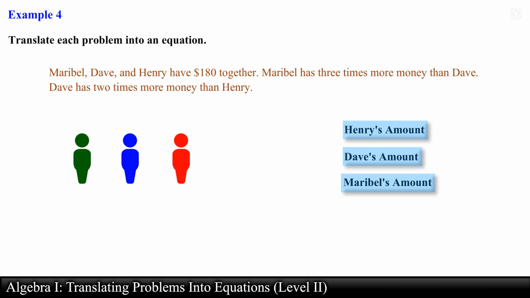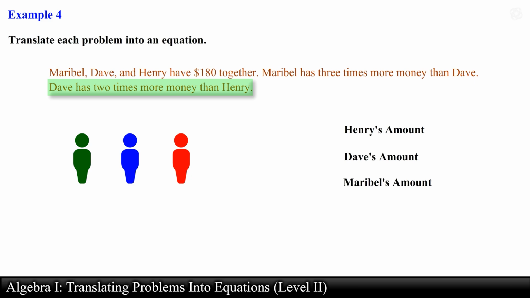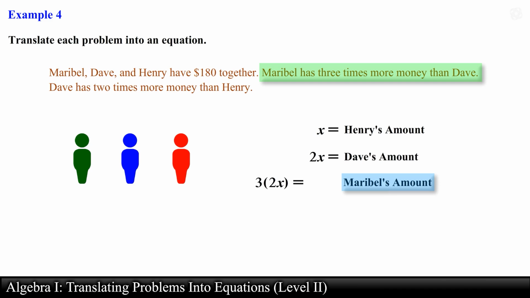Once we have determined the unknown quantities, we are ready to assign variables to them. Let's first determine which unknown quantity we have the least information on. We know that Maribel has 3 times more money than Dave. We also know that Dave has 2 times more money than Henry. But we have no information of how Henry's amount is related to the other 2 amounts. Hence, we will assign the variable x to Henry's amount. This means that Dave's amount will be represented as 2x. And lastly, Maribel's amount will be represented as 6x.